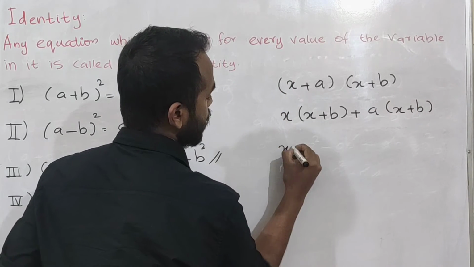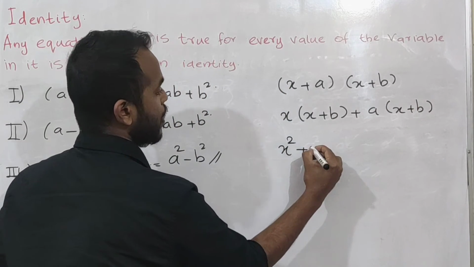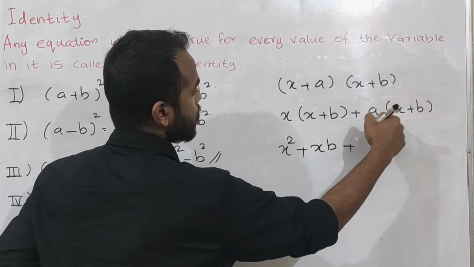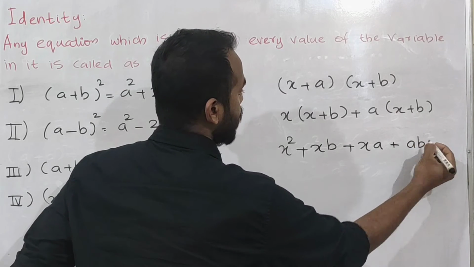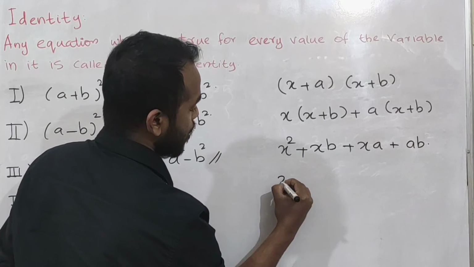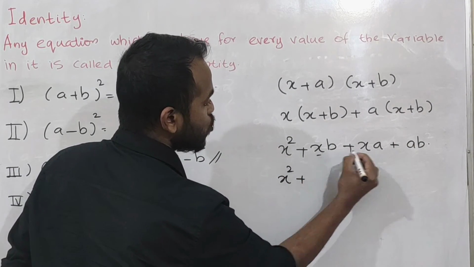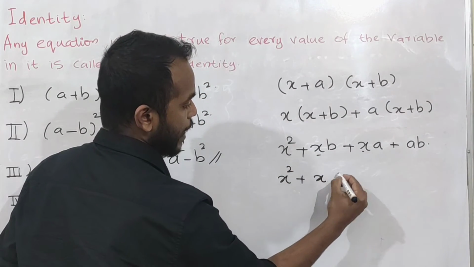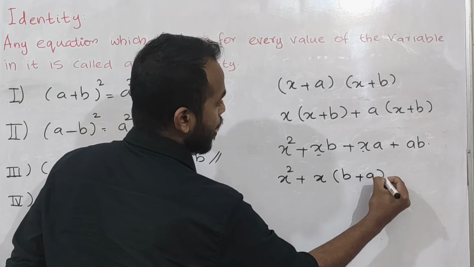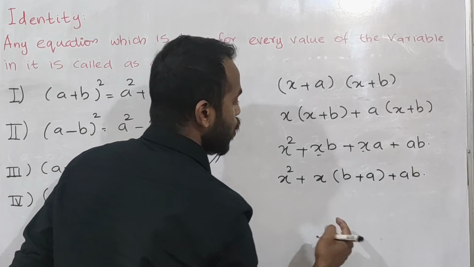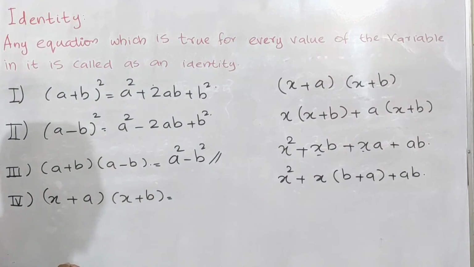x into x is x square plus x into b is xb plus x into a is xa plus a into b is ab. Now we can see, we can write x is common in both the terms. So we'll take the x outside, then who will remain here? It is b plus a plus ab. Or you can write this as a plus b, no harm in that one.